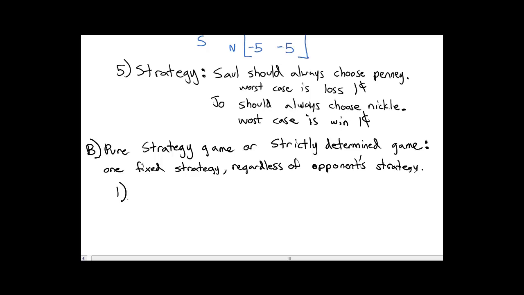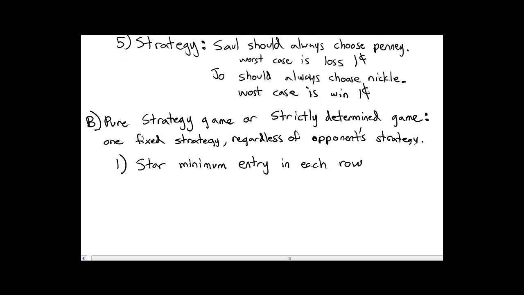For the row player, the worst case scenario is the smallest entry. So we are going to star the minimum entry in each row. We're going to find the worst case scenario of each row. Similarly, for the column player, we're going to find the worst case scenario for the column player. Now, the column player likes negative numbers, not positive. So his worst case scenario, we're going to box the maximum entry in each column.